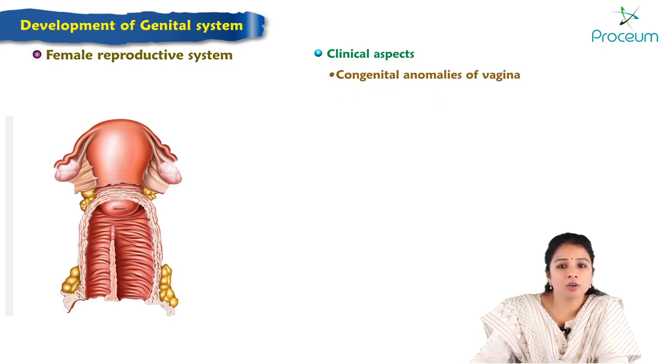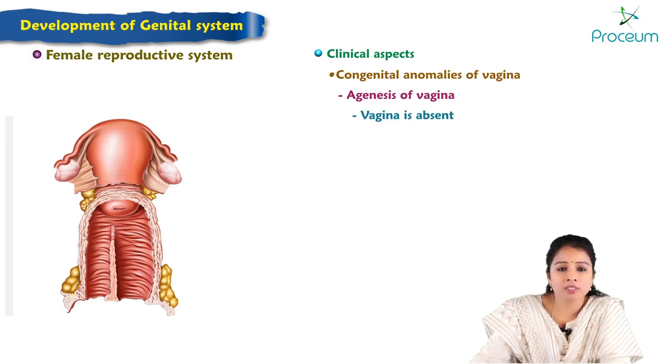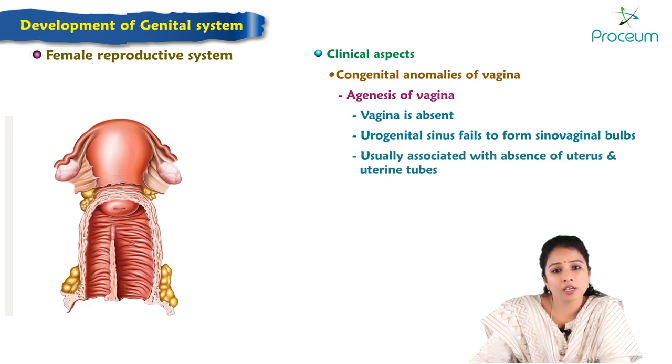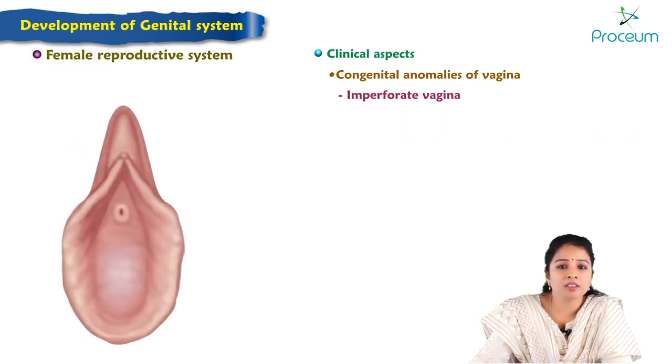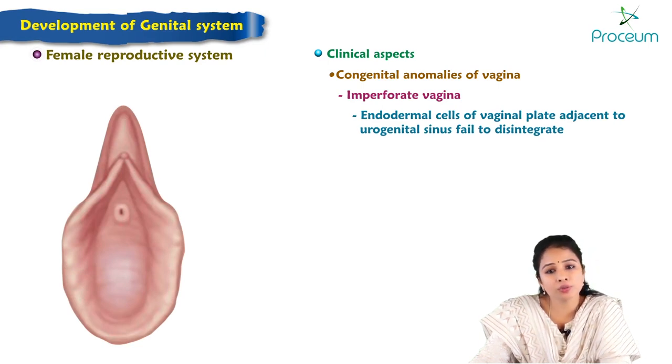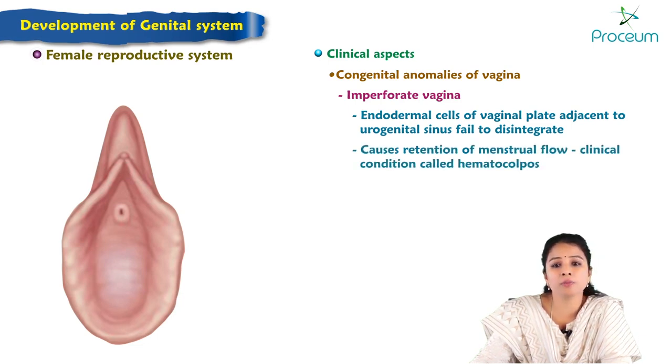Let's see some congenital anomalies with the development of the vagina. Next is the agenesis of vagina. In this condition, the vagina is absent, and it occurs when the urogenital sinus fails to form sinovaginal bulbs, and it is usually associated with the absence of uterus and uterine tubes. Imperforate vagina. It occurs when the endodermal cells of the vaginal plate adjacent to the urogenital sinus fail to disintegrate. This condition causes the retention of menstrual flow, a clinical condition called hematocolpos.